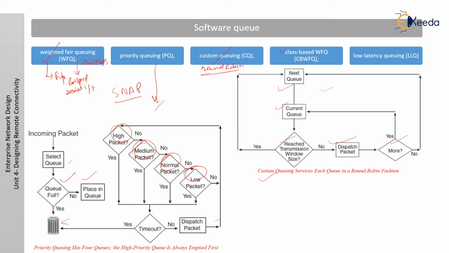Now come to class-based weighted fair queuing. Class-based weighted fair queuing allows you to define traffic classes and then assign characteristics to them. For example, you can designate the minimum bandwidth delivered to the class during congestion. Class-based weighted fair queuing extends the standard weighted fair queuing functionality to provide support for user-defined traffic classes.